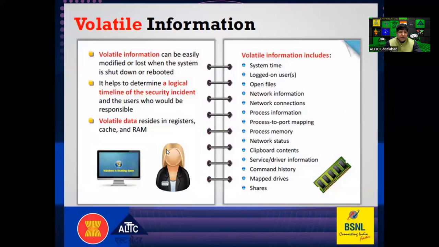First we go to the first part, volatile information. Volatile information can be easily modified or lost when the system is shut down or rebooted. It helps to determine a logical time of the security incident and the user who would be responsible. Volatile data resides in registers, cache, and RAM. Volatile information includes system time, logged on users, open files, network information, all process information, network status, and command history.